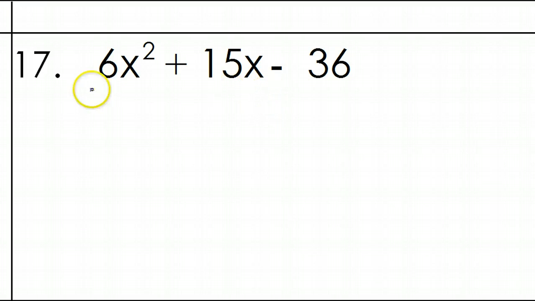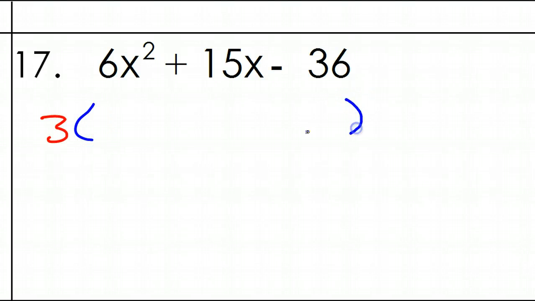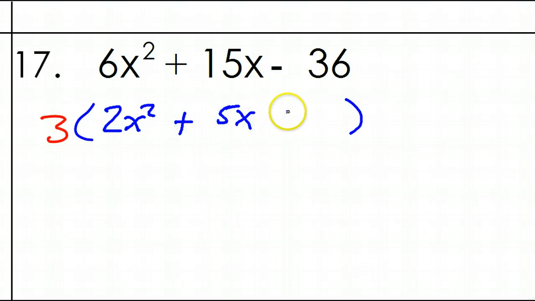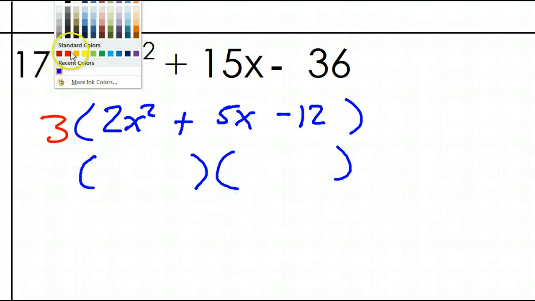3 divides evenly into all of these, so you really want to pull out that 3 before you do anything else. Let me make the 3 a different color. Okay, so leave that 3 out there. If you divide everything by 3, that's going to give us 2x squared plus 5x minus 12. So now we're going to factor the trinomial shown here in blue. We're going to factor this like usual. Okay, but we're going to keep this 3 out there.